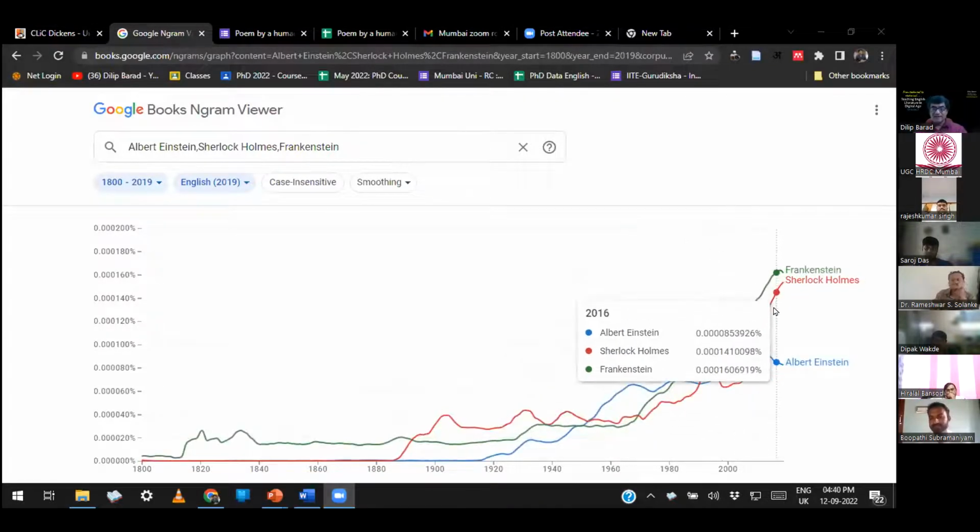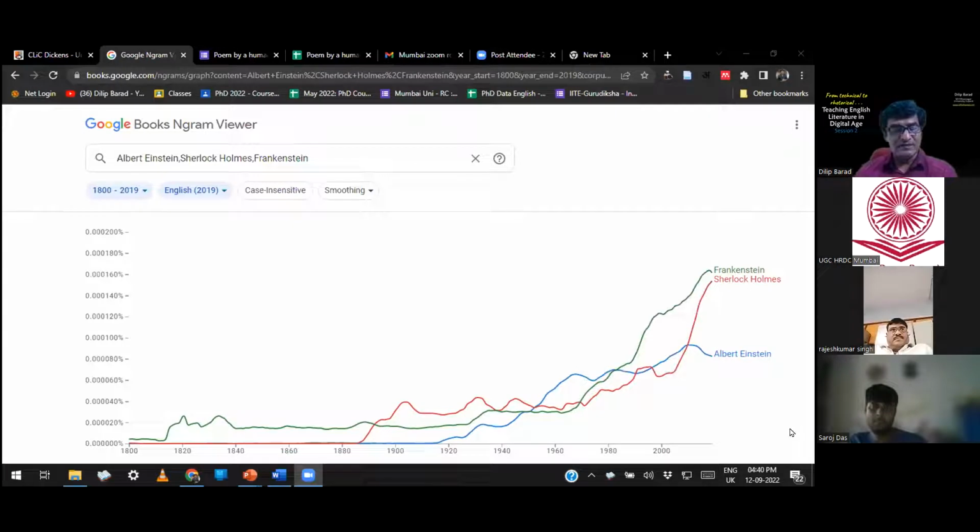A literary text which was considered only a popular novel by most people, having no worth at all and expected to be lost to oblivion within 5-10 years, is now at the top, coming down to 2020, 2022. Frankenstein is much ahead of Sherlock Holmes or Albert Einstein, in 200 years of literature, in the record of Google Books. Whatever books Google has digitized, it is searching in that, and it gives this result.